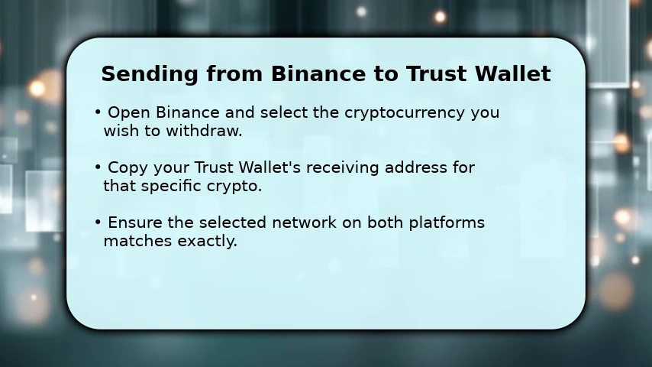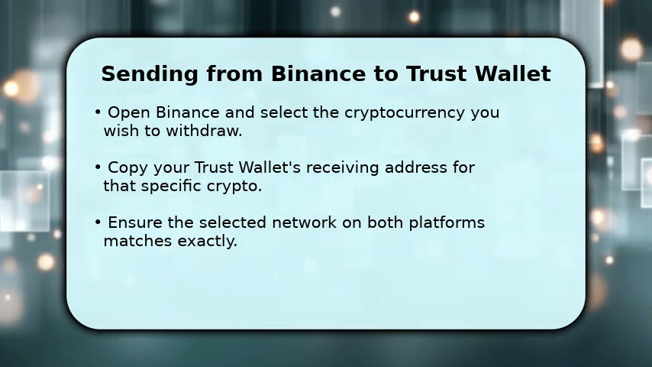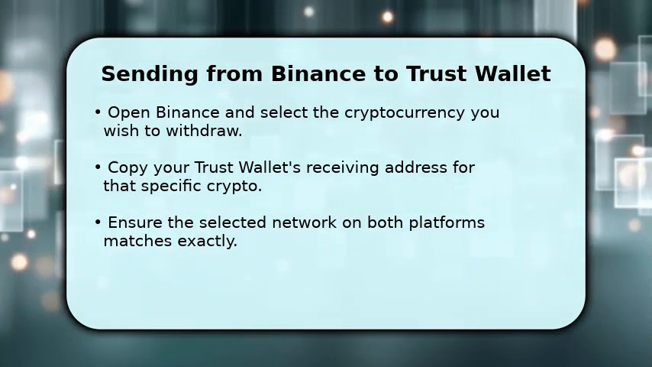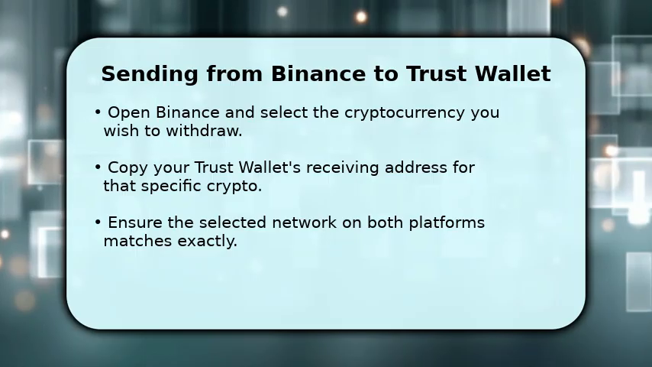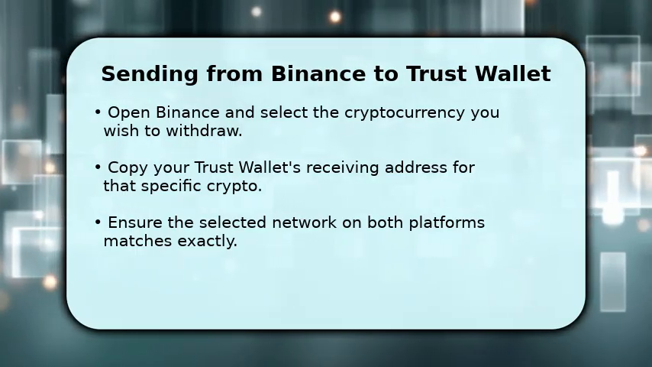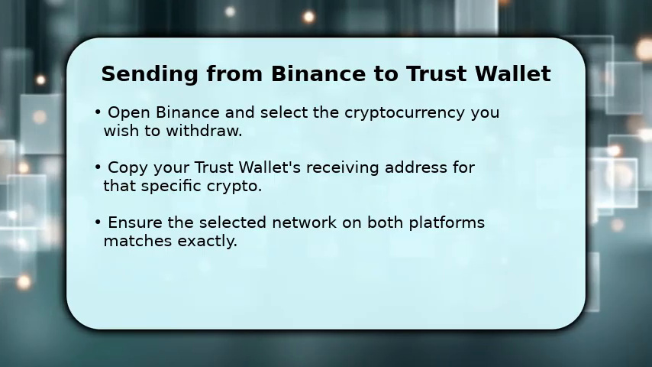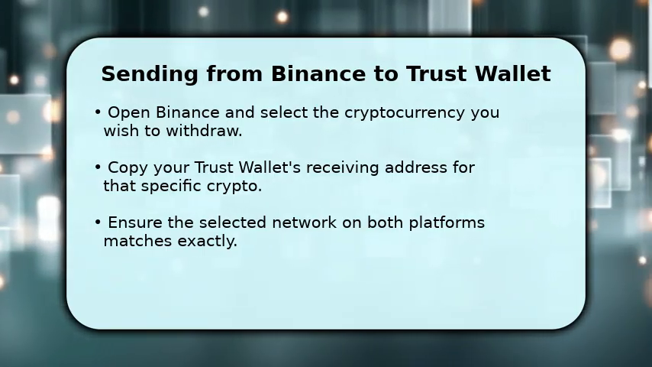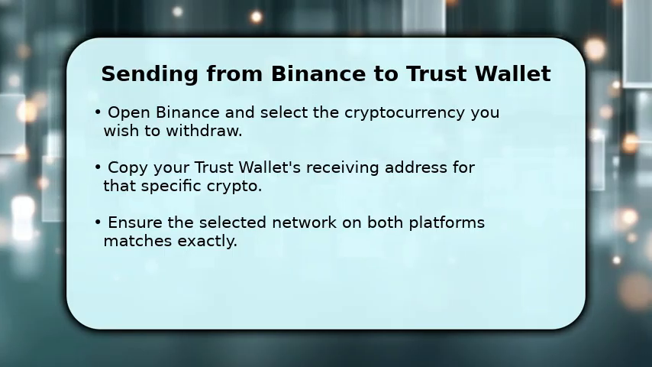To send funds from Binance to your Trust Wallet, begin by opening your Binance app and navigating to the Withdraw section. Choose the specific cryptocurrency you want to transfer. Next, open your Trust Wallet, find the same cryptocurrency, and copy its receiving address.